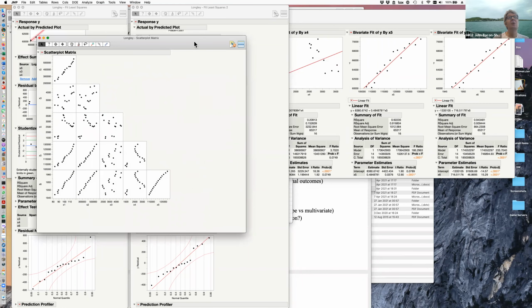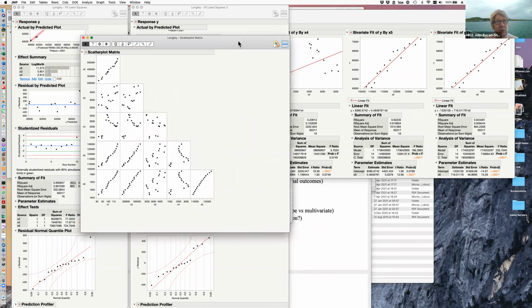Okay, so this is showing us the scatter plot of all the pairs of the X's. So what do you notice in this? Do you notice any strong patterns? Please respond in chat. Do you see any strong patterns in the scatter plot matrix? What patterns can you see? Does there seem to be any strong relationships within the X's?